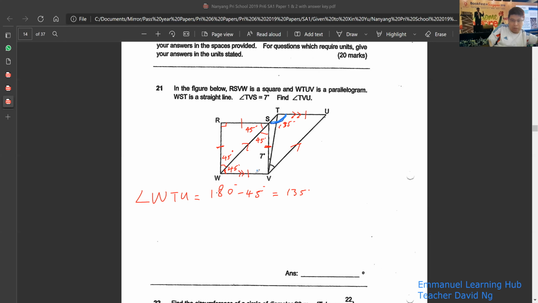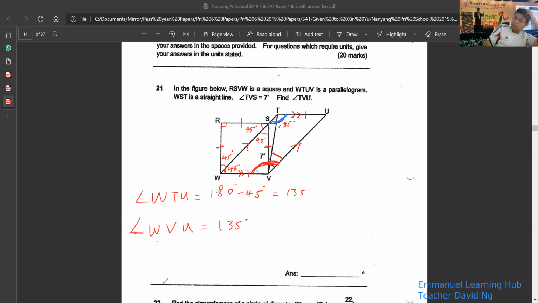Now you know this is 135, right? What is this angle here? Angle WBU is 135 also. Also 135. 180 minus 45, same thing. If you know this whole thing is 135, you're able to find this angle already, right? How to find?